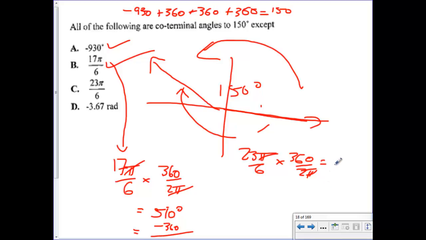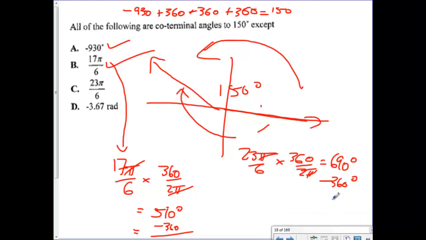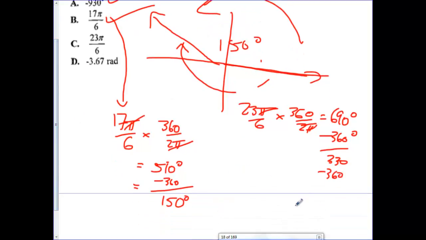So for the third one, take 23 pi over 6 and times by 3. 690. Okay, so 690 means you went around the circle a few too many times, so subtract 360. That would be 330. If you were to subtract 360 again, that would give you like negative 30 degrees. Neither of those are the same thing as 150, so that one didn't work.